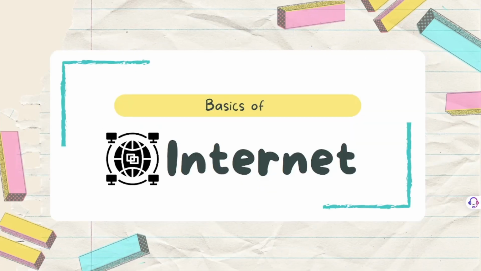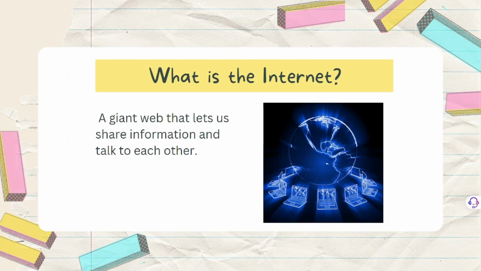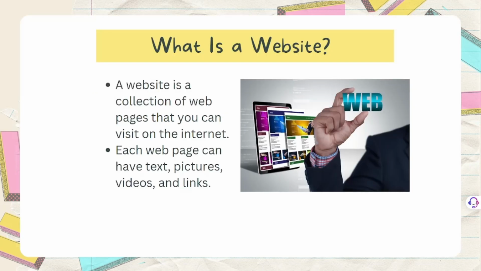Basics of the internet. What is the internet? You see, the internet is a huge network that connects millions of computers around the world. It's like a giant web that lets us share information and talk to each other. What is a website? A website is a collection of web pages that you can visit on the internet. Each web page can have text, pictures, videos, and links.